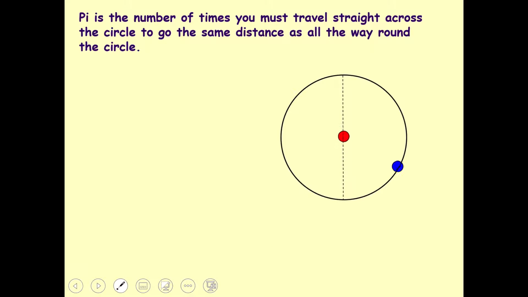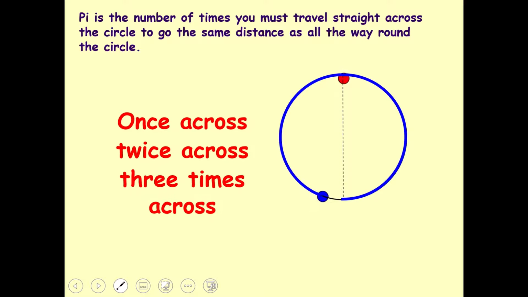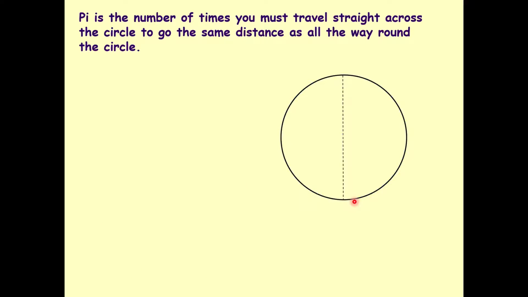So pi is the number of times you must travel straight across the circle to go the same distance all the way around the outside. So if you're looking at the red line going along the middle and the blue line going all the way around the outside, it takes the red dot 3 times and a little bit more to go the same distance as the blue all the way around the outside. Let's have a look at that again.